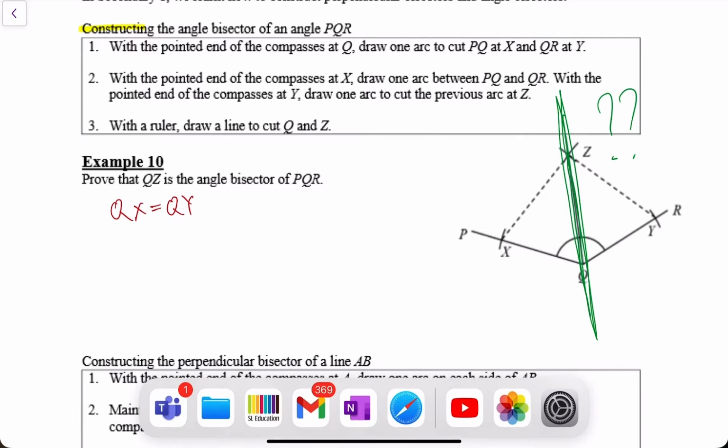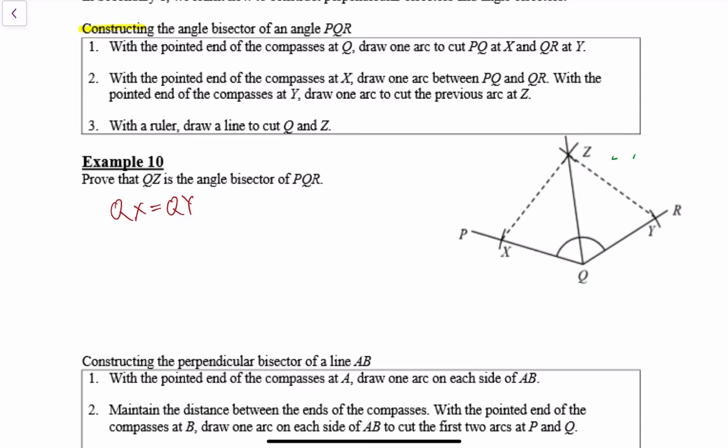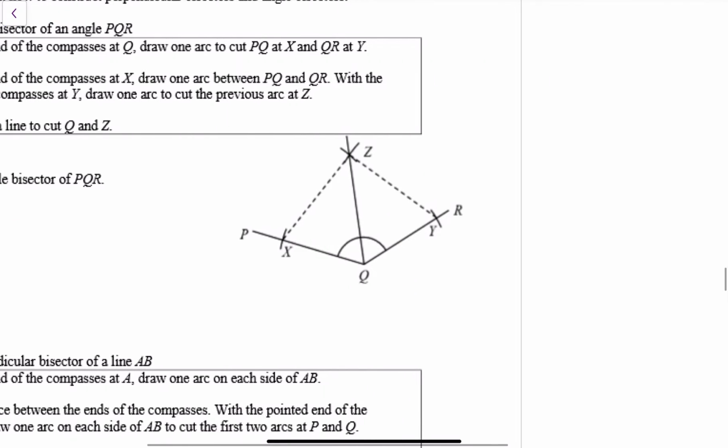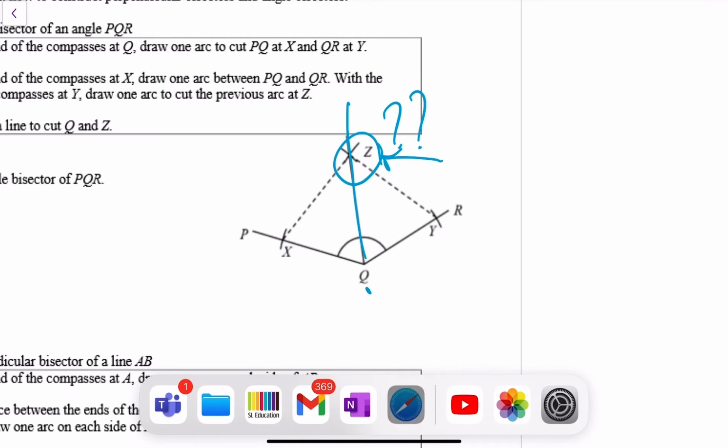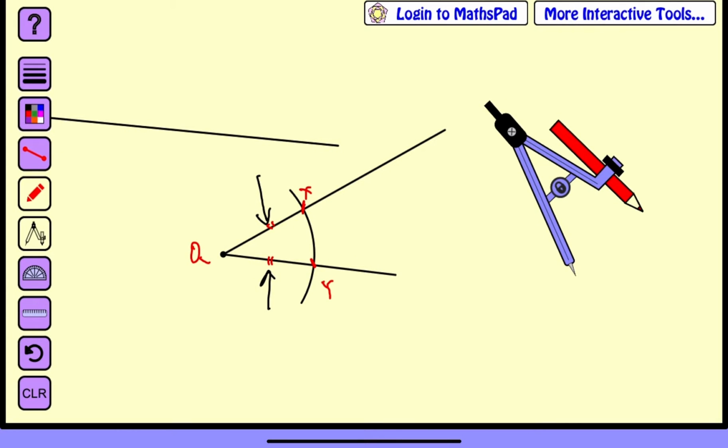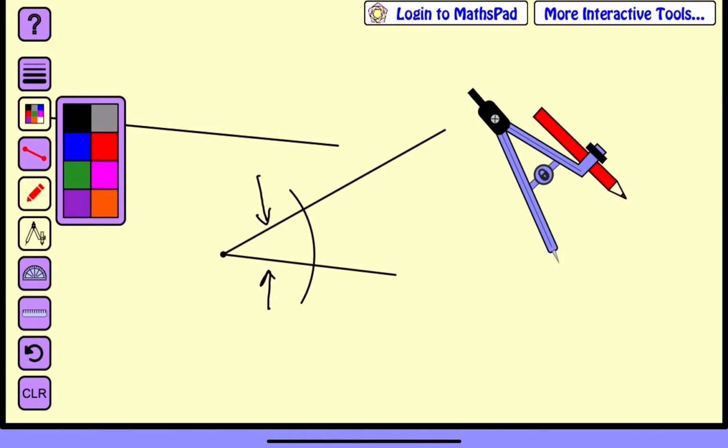Then, second one: once you have those points, how do we get this point Z over here, in order to connect from Q to Z? Do you still remember? I hope you do. This is still tested at O-level. So let me show you how you get that. Let me clear all these so it's easier to see.